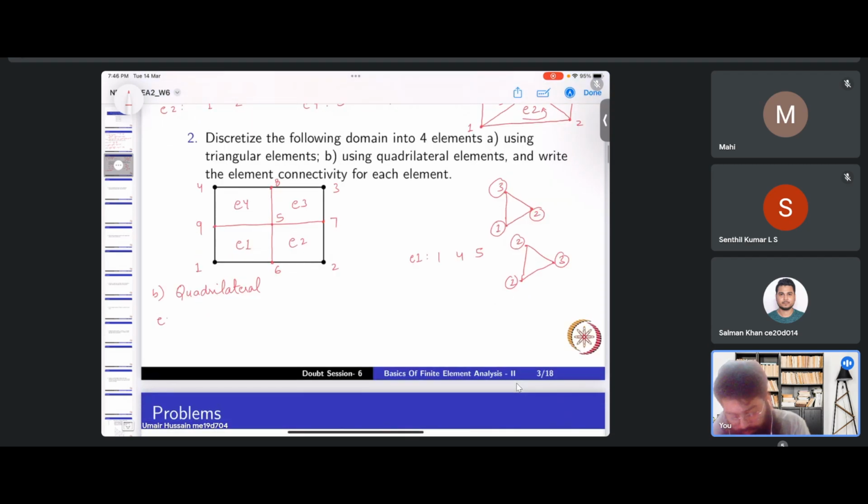So how do we write the connectivity for element 1? So I'll write the local node numbers. Based on that, can you guys answer? I'll use a different pen. So inside the box of element 1, whatever node numbers are written in the blue color are the local node numbers.